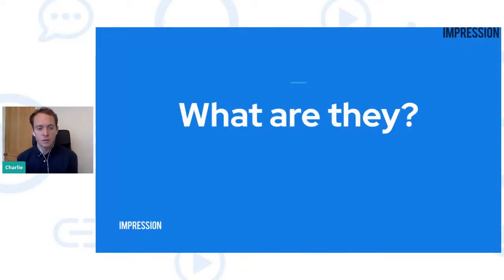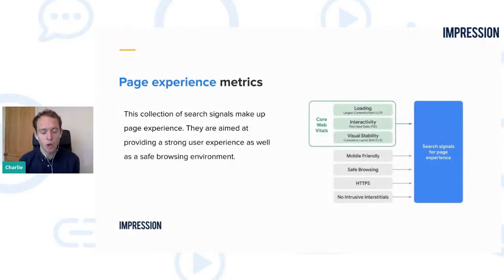Okay. So first off, Core Web Vitals, what are they? The Core Web Vitals make up some page experience metrics. Google announced these last year. They called them the page experience metrics. On the right-hand side, you can see what they're made up of. At the top, you have the Core Web Vitals, the three of them: loading, interactivity, and visual stability. Then underneath that, you've got another 4 metrics that make up page experience.